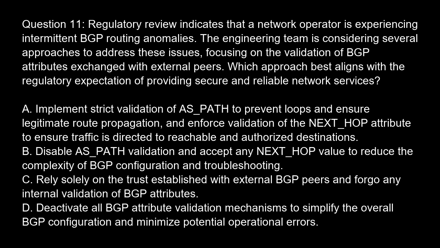Option A. Implement strict validation of AS path to prevent loops and ensure legitimate route propagation, and enforce validation of the next hop attribute to ensure traffic is directed to reachable and authorized destinations. Option B. Disable AS path validation and accept any next hop value to reduce the complexity of BGP configuration and troubleshooting. Option C. Rely solely on the trust established with external BGP peers and forego any internal validation of BGP attributes. Option D. Deactivate all BGP attribute validation mechanisms to simplify the overall BGP configuration and minimize potential operational errors.